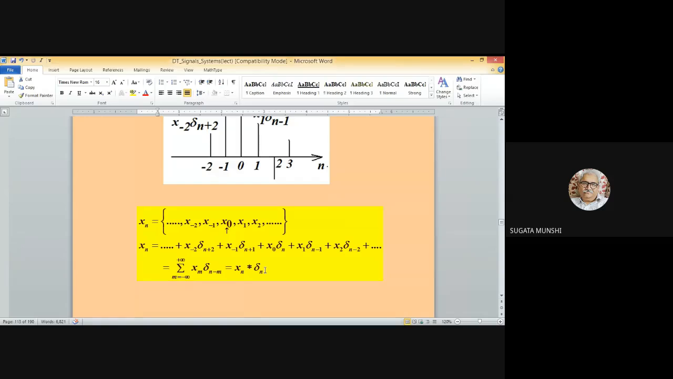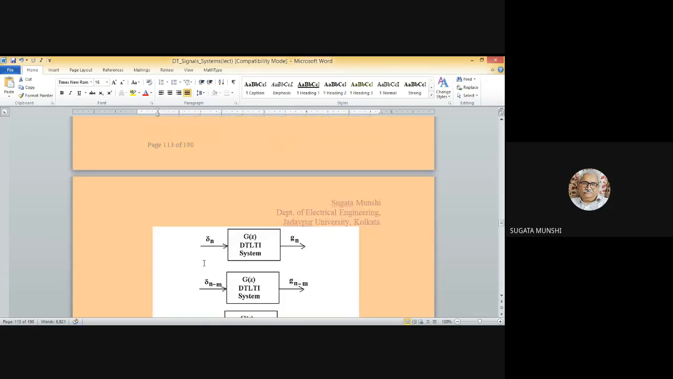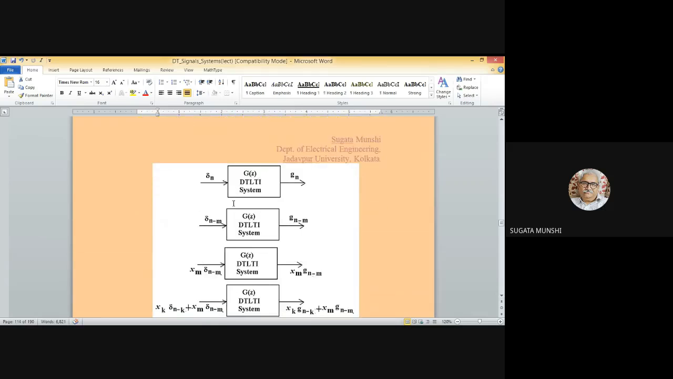Instead of straightaway writing that y n will be from x n convolution g n, I am trying to proceed from the basics. Although we know that ultimately y n will be the convolution of x n with g n. Now, if you agree with this expression, then corresponding to this DT-LTI system, the same DT-LTI system that we were considering earlier, whose transfer function is G z, if you excite it by delta n, output is g n. If you excite it by delta n minus m, output will be g n minus m. It follows from the property of time invariance.